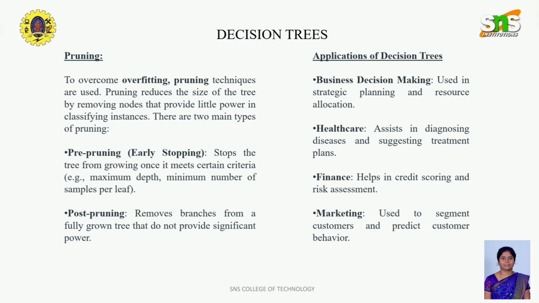Well, the applications of decision trees include business decision making, which is used in strategic planning and resource allocation. It is also used in healthcare to assist in diagnosing diseases and suggesting a treatment plan. It is also used in finance, which helps in credit scoring and risk assessment. It is also used in marketing, to segment customers and predict customer behavior.